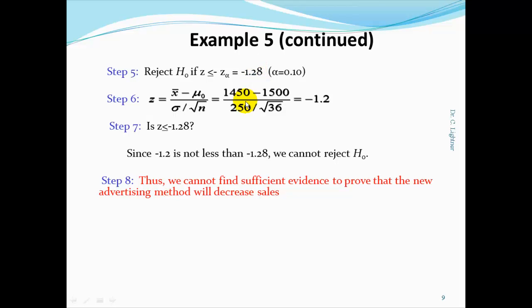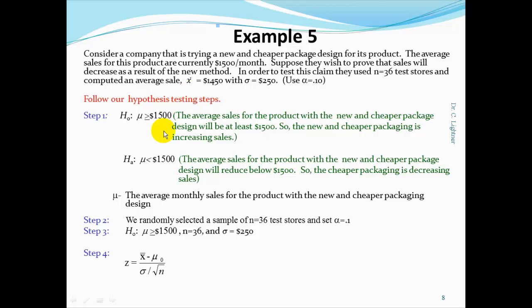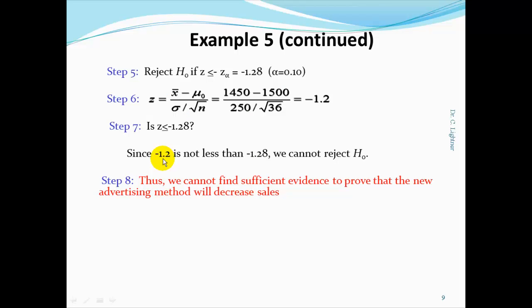In step 6, we should use the information collected from the sample that we analyzed and plug those values into our test statistic. Here we plug in 1450 into our test statistic for X bar. We plug in the mu0 value listed in our hypotheses for mu0. In this case, 1500 is listed in our hypotheses. Therefore, we plug in 1500 here in our test statistic. We plug in our standard deviation value and the value of n, and we compute our test statistic to be negative 1.2.